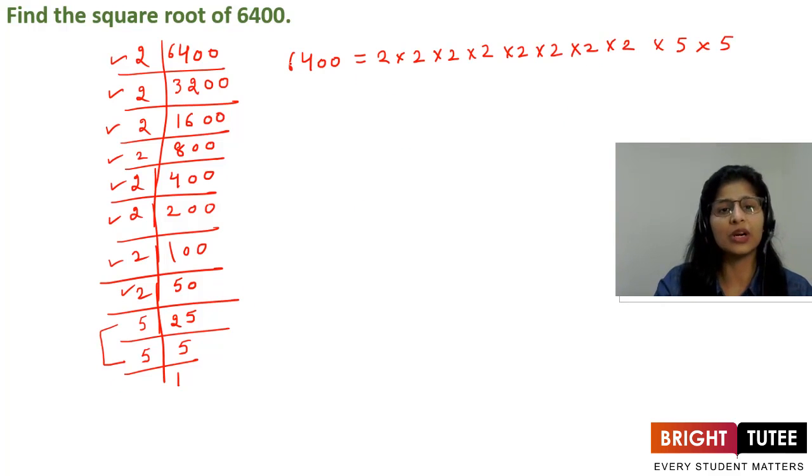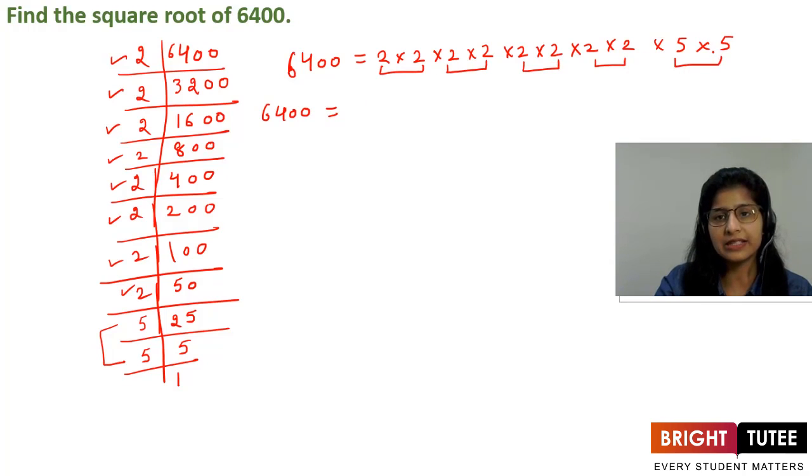Now what we will do, we are going to find out the pairs. We will form the pairs. So this is one pair, this is another pair, this is another pair, this is another pair, and this is another pair. There is no number left out. When there is no number left out, it is quite sure that the number is a perfect square, and we will be able to find its square root very easily.